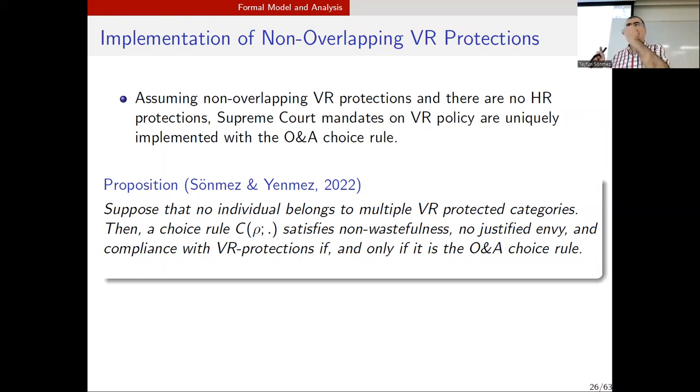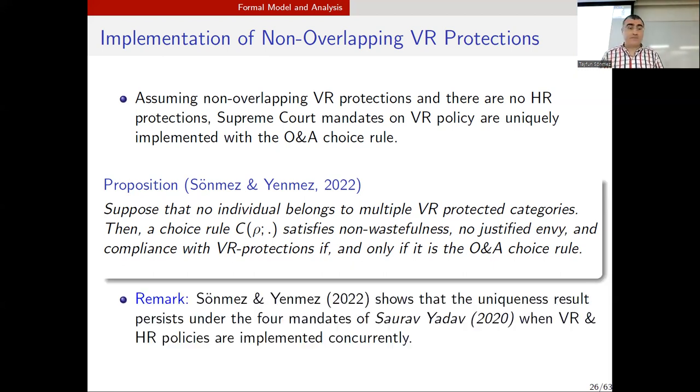Okay. So basically, when there are no overlaps, it's a much simpler case of our characterization result with Baumann's, right? If no individual belongs to multiple VR protected categories, then a choice rule satisfies non-wastefulness, no justified envy, and compliance with VR protections if and only if it's the over-and-above choice rule. So a very simple corollary of yesterday's main characterization.